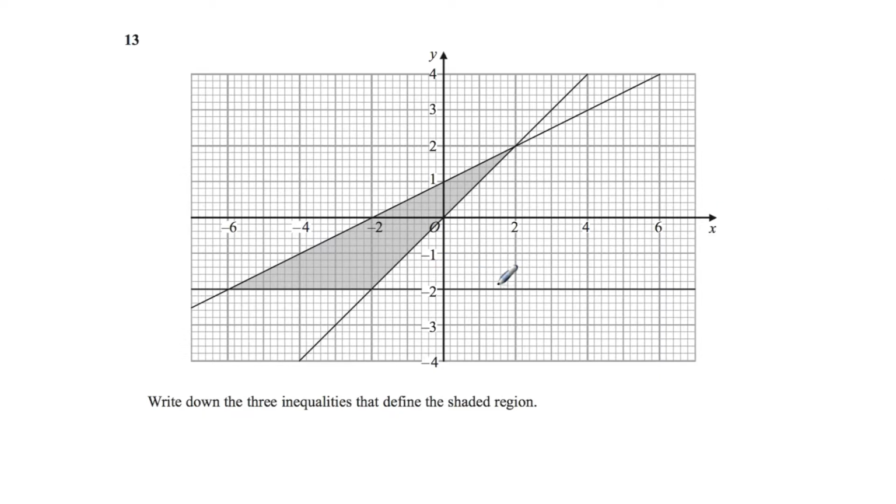So this is A, B, and C. What we need to do next is to identify the equation of the line for A, B, and C. Now let's start off with line A. The equation of line A is y equals minus 2. Okay, I'm just going to write that down.